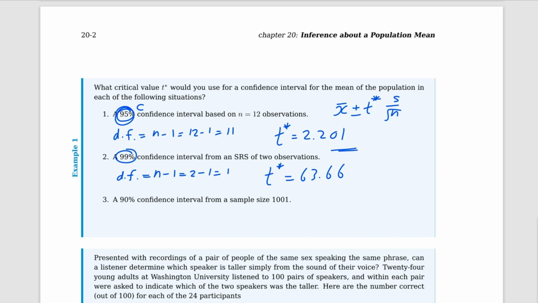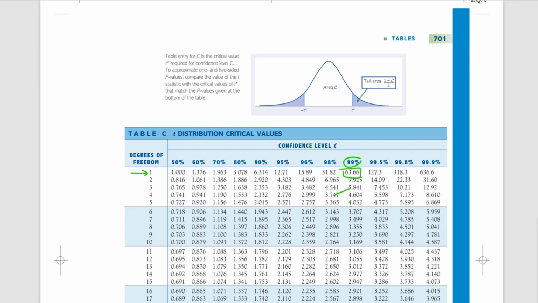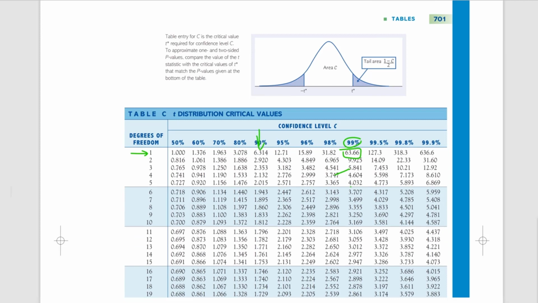Next, a 90% confidence interval from a sample size of 1001. Degrees of freedom, n minus 1, is 1000. And the confidence level is 90%. So go back to the table. 90% is this, you see that. Then 1000.